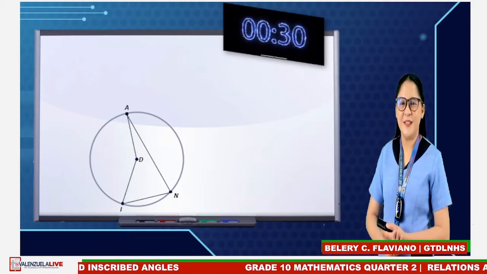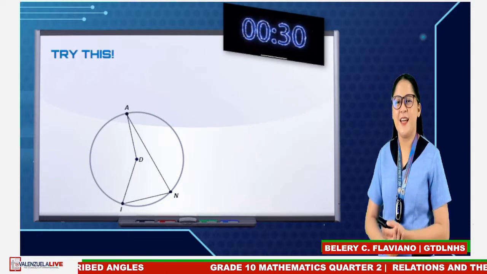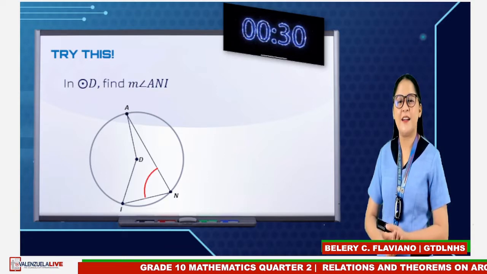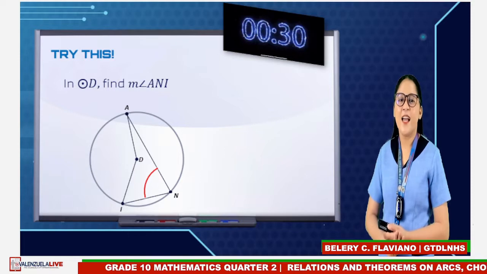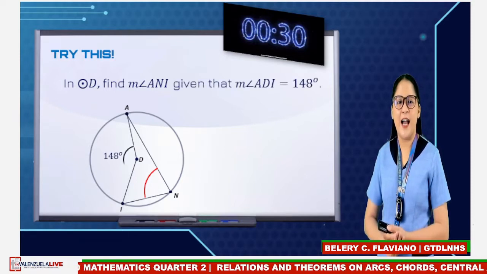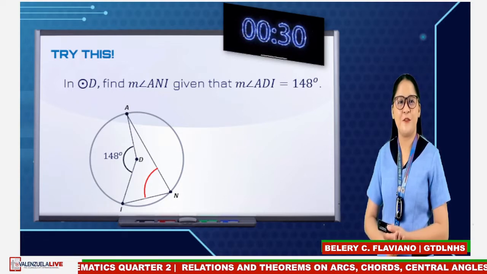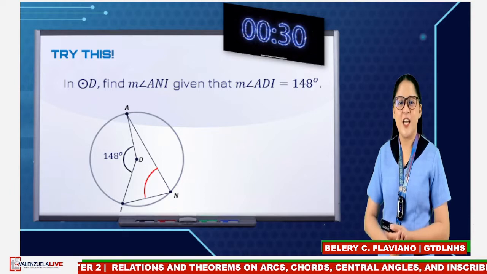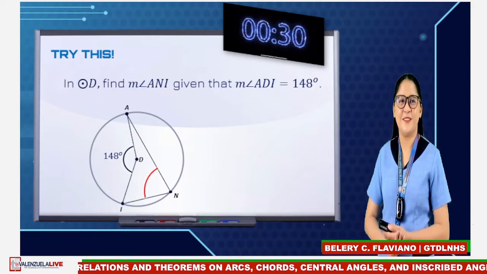So now it's your turn. Try to solve this, okay? In circle D, find the measure of angle ANI, given that the measure of angle ADI is equal to 148 degrees. Type your answer in the comment section. You have 30 seconds. Go!